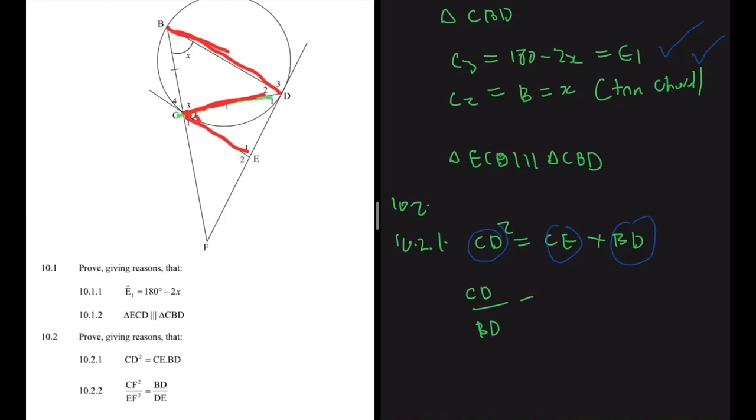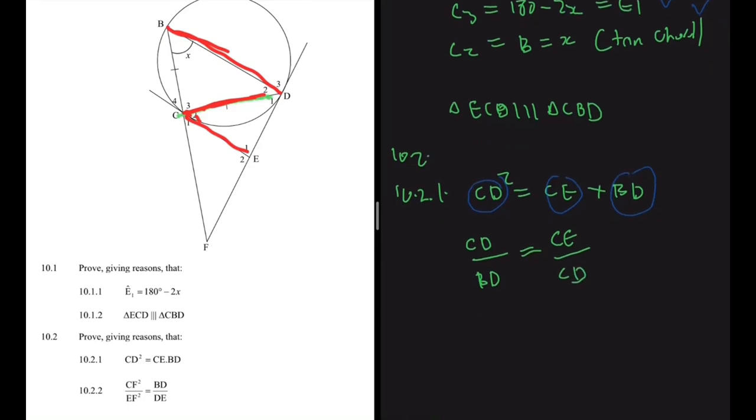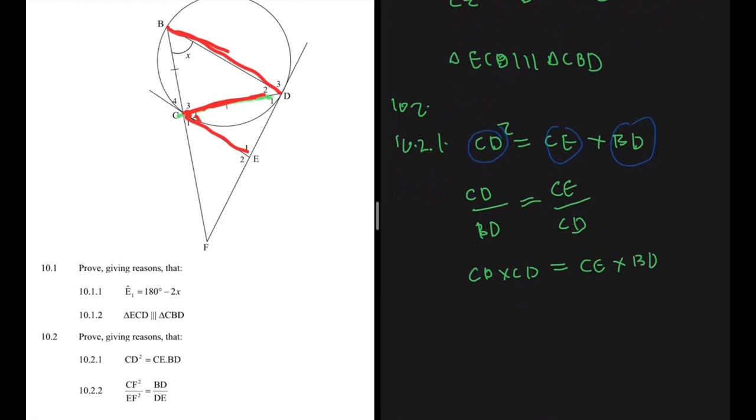And then let's do the same thing on triangle CED. So the smallest side on triangle CED is CE, right? So we're going to say CE divided by the biggest side on that triangle, which is again CD, right? And then that should be true if the triangles are similar. So now from here, we can cross multiply. So we can say that CD multiplied by CD will be equal to CE multiplied by BD, right? And you will see that CD squared will be equal to CE multiplied by BD.